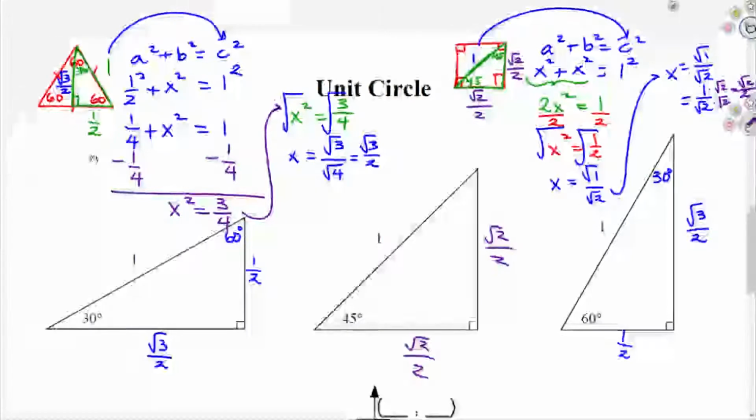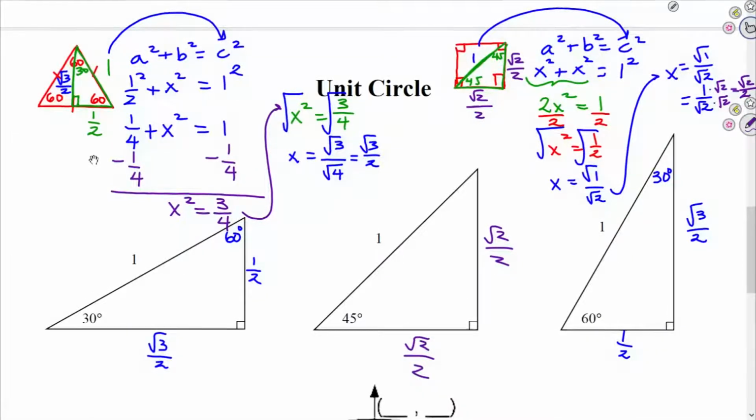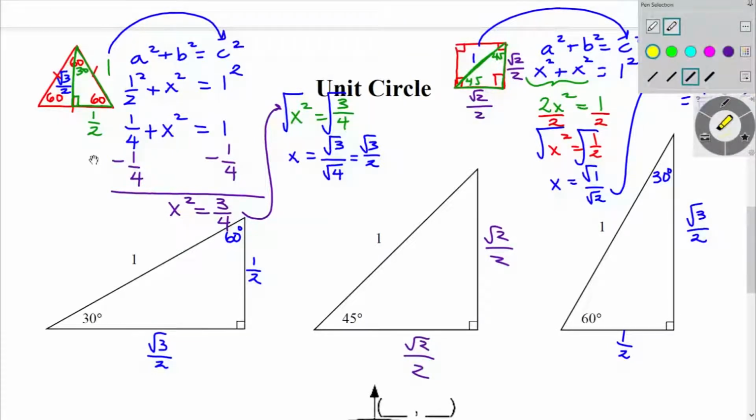So before I actually move to the unit circle, let me tell you that these numbers, 1/2 and root 2 over 2 and root 3 over 2, are really important numbers. Notice that all of them are divided by 2. And even going one step further, root 1 is also 1. So basically it's root 1 over 2, root 2 over 2, and root 3 over 2. Those are the only numbers you have to pick from other than 1 and 0, and we'll get into that a little bit later.